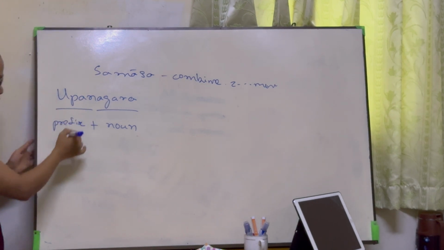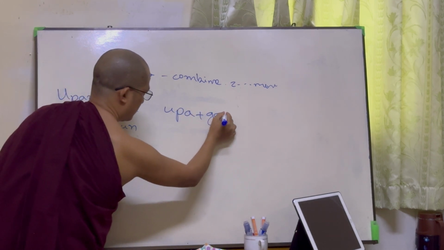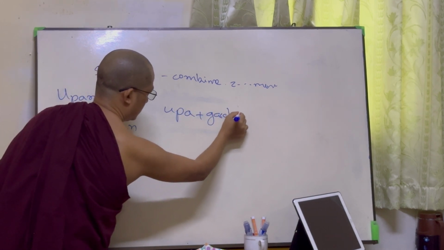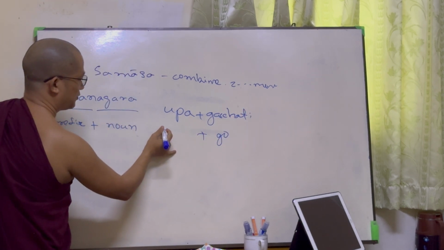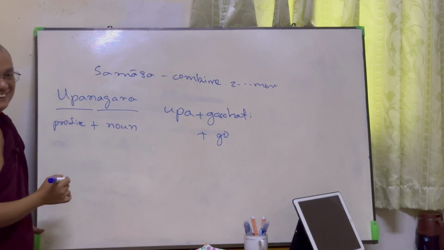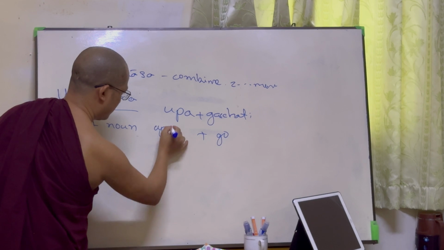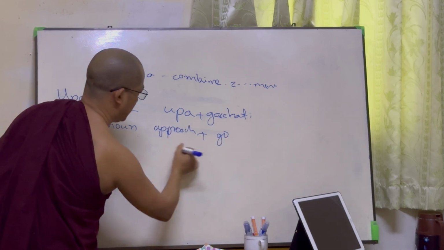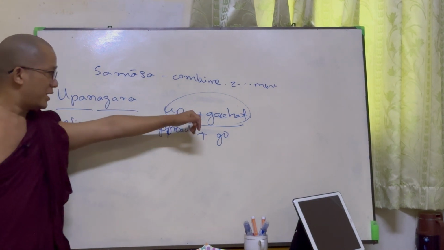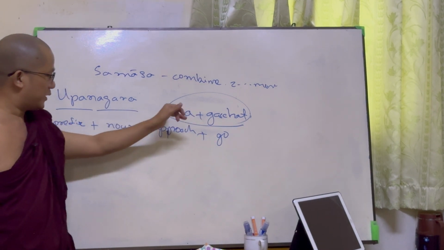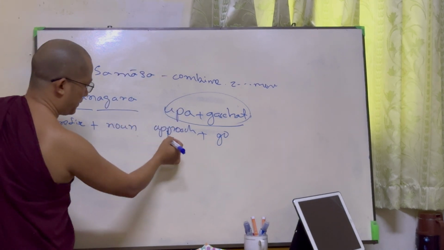But because of the Upa plus Gichiti, Gichiti means the go, and Upa means the approach. When we combine these two, the meaning is approach. Normally, Gichiti means the go, but because of this prefix the meaning changes. Basically, Upa or prefix has 3 types.